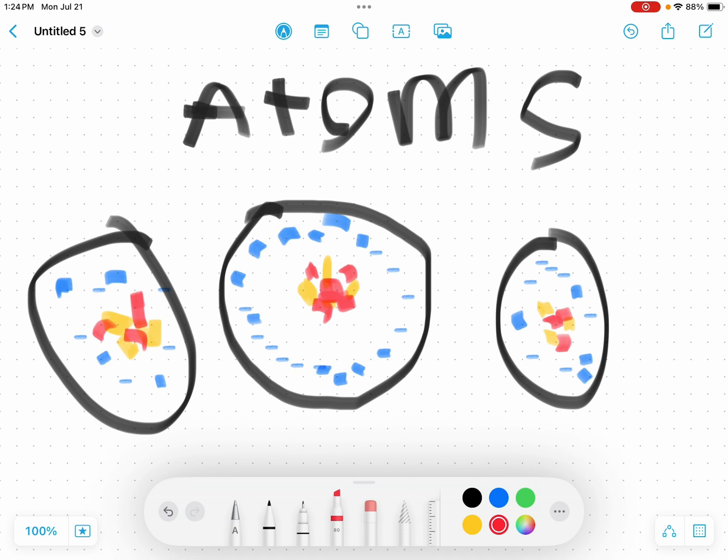Oh, and by the way, electrons have a negative charge and protons have a positive charge, and neutrons, well, they're neutral. They have a neutral charge. They're not positive or negative. They're just normal. Sometimes there has to be the same amount of protons and electrons in one atom, or else the atom will get out of control.